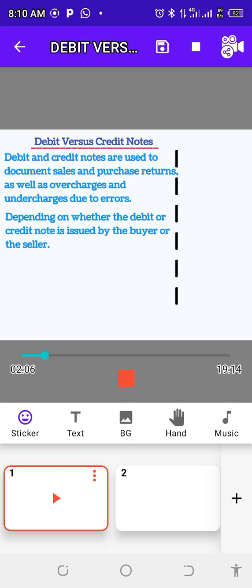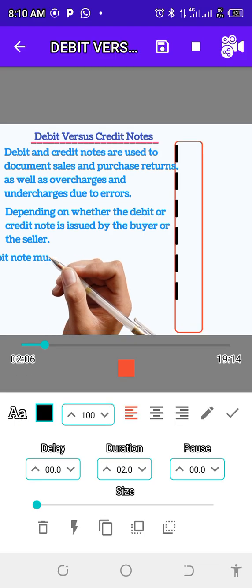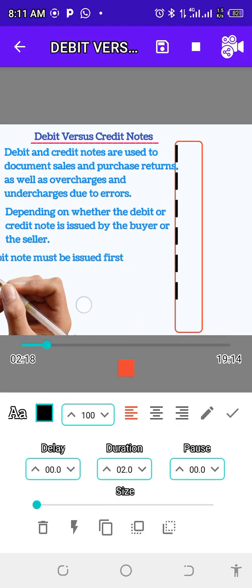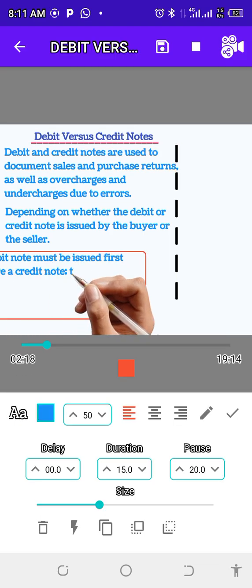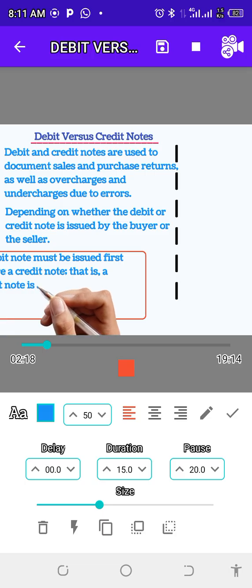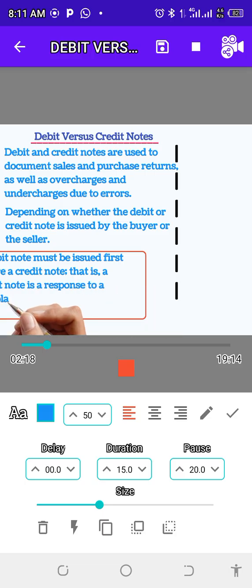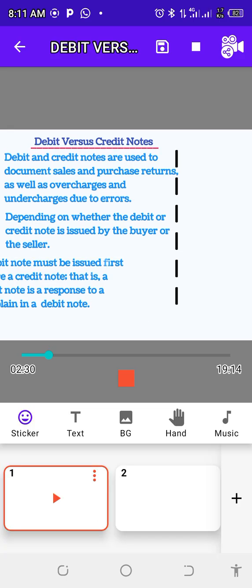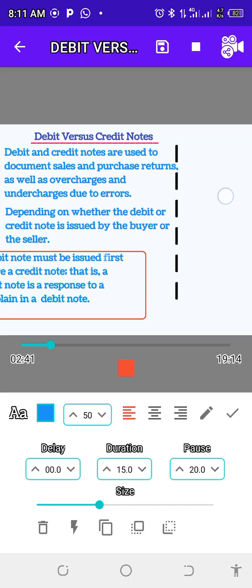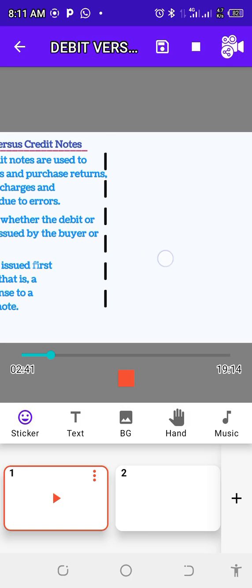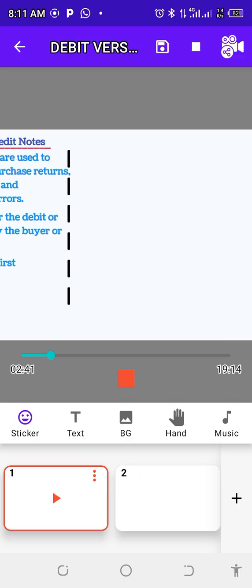A debit note must be issued first before a credit note. That is to say, a credit note is a response to a debit note.